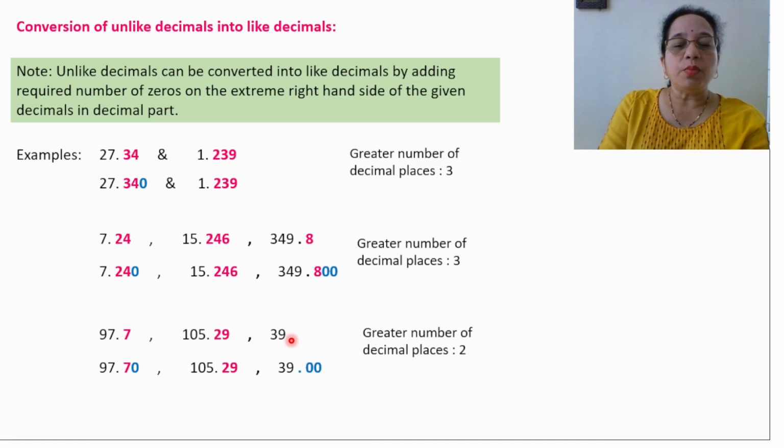So if the decimal point is not there, to convert into like decimals we need to add the decimal and then the required number of zeros on the extreme right hand side. That extreme right hand side is very important. You cannot add zero anywhere, the values should be the same.